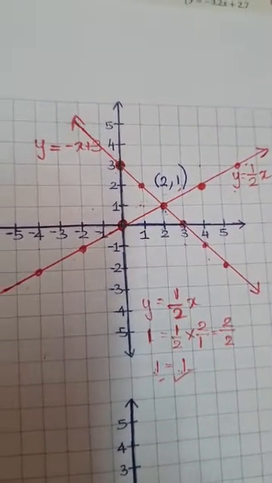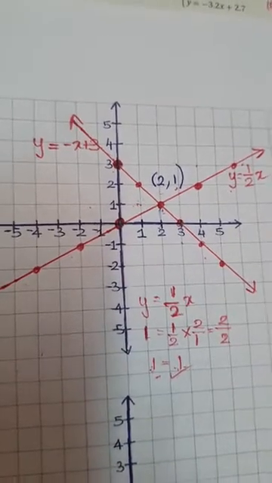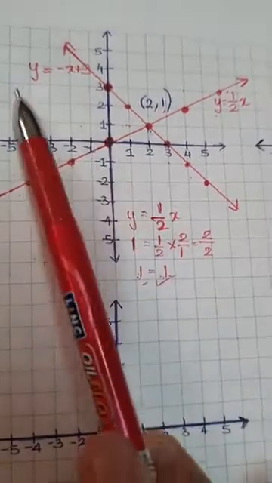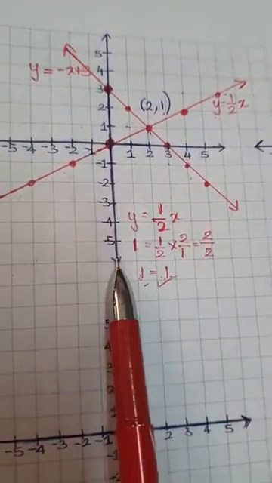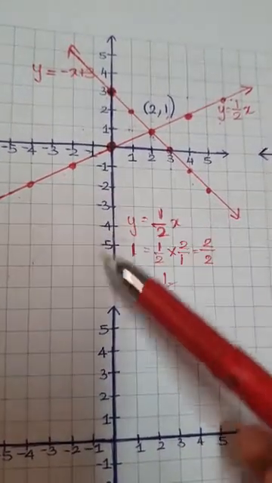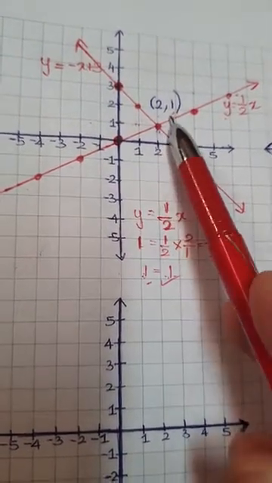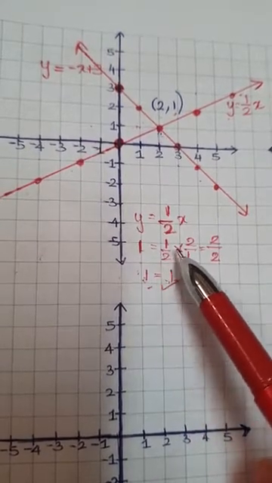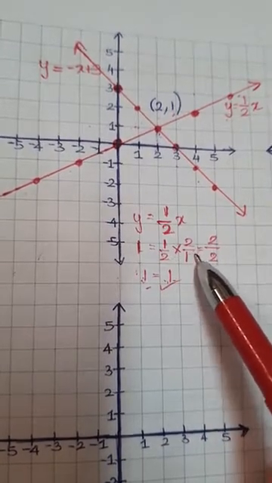Okay, so how do we know that this is the solution for our equation? Of course we can check it. You can choose any one of these equations and check. I just chose the one which is here, y is equal to half x. So what is the value of y we got? We got 1. And what's the value of x? We got 2. So half multiplied by 2, which means 2 over 1.